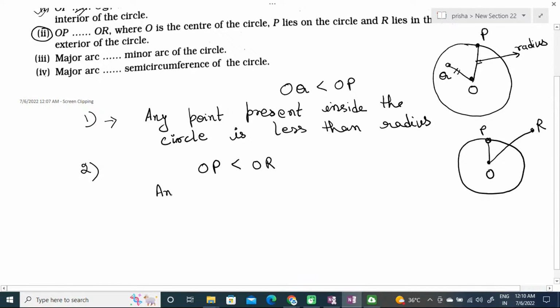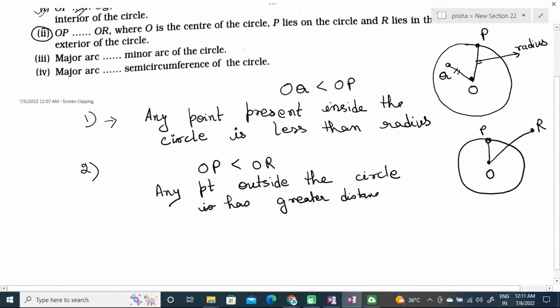That means any point outside the circle has a greater distance from the center than the radius. That means here OP OR, we have to put less than because OP is less than OR.